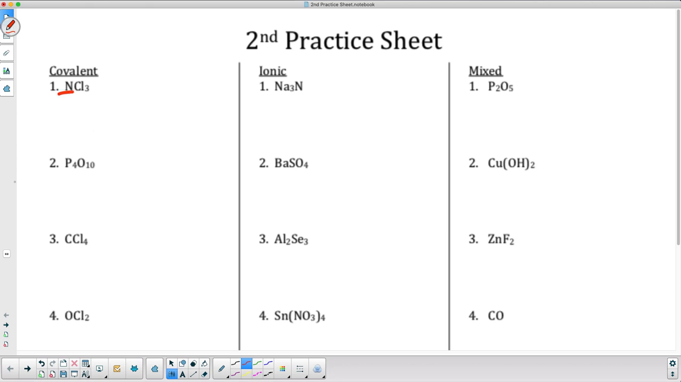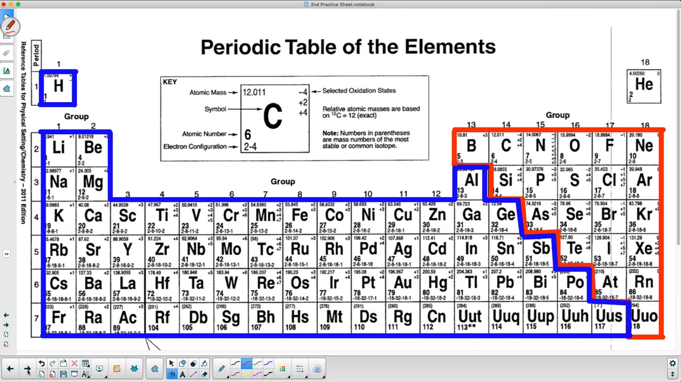The first element is N for nitrogen. Notice that N, if we look at a periodic table, and my periodic table here I have outlined, I have nonmetals over here, outlined in red. These are the covalent compounds when the first element is a nonmetal. What that means to you is that we're going to be using the prefixes for those.